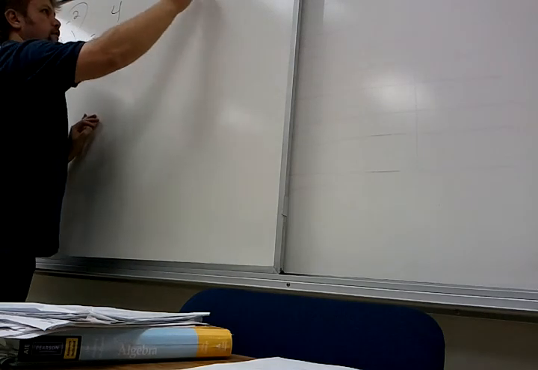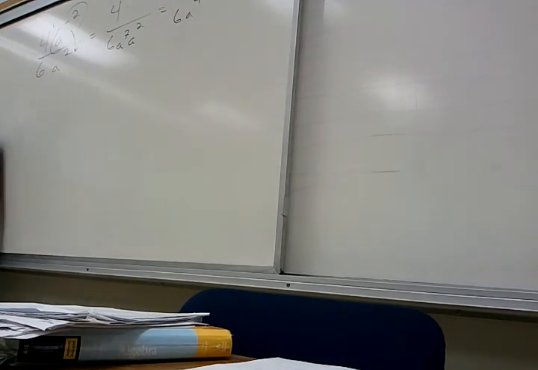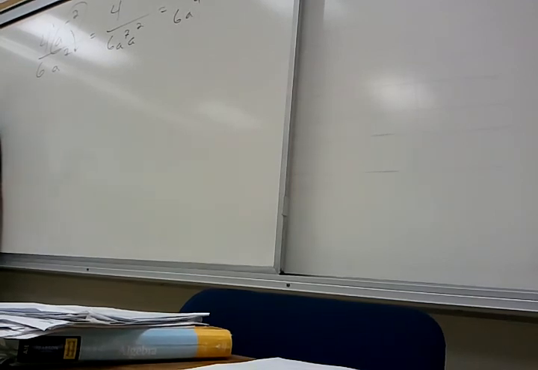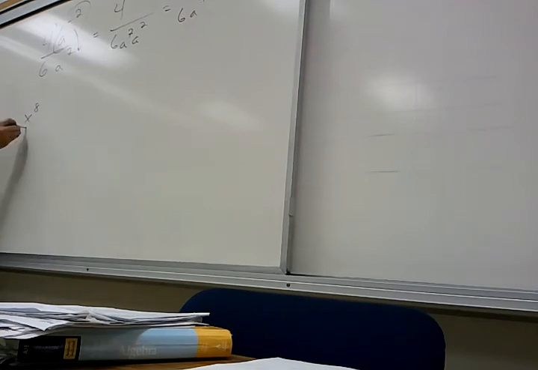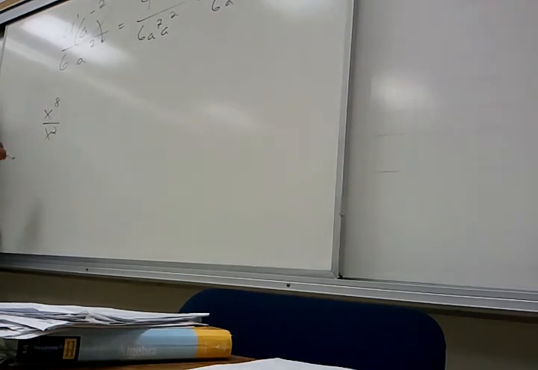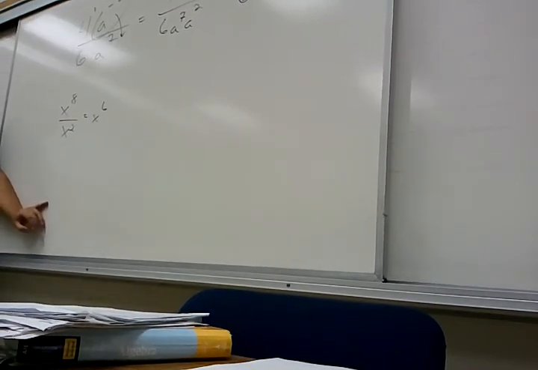4 over 6A to the 9. Why does it want to flip? Because negative powers, how could I make that 8 become a 6? What could I divide by to make the 8 become a 6? X squared. Oh, X squared, right? That would make the 8 become a 6. Cool? So far, so good?